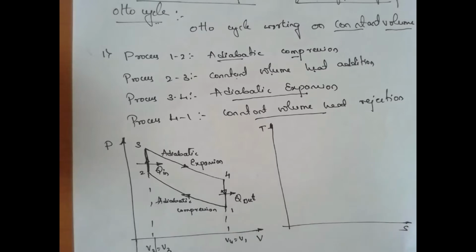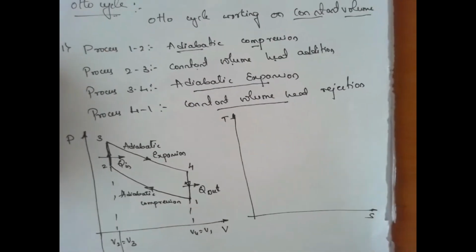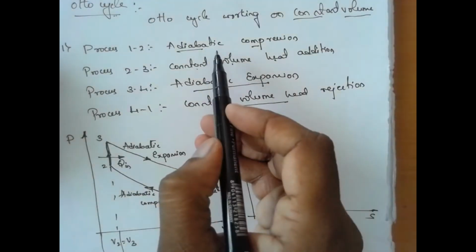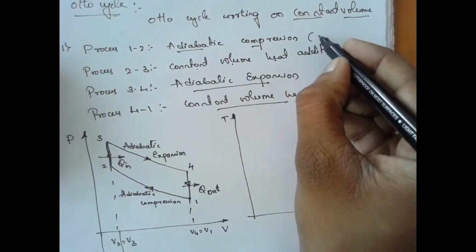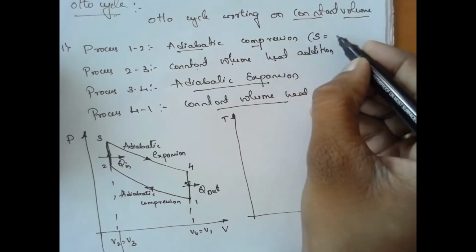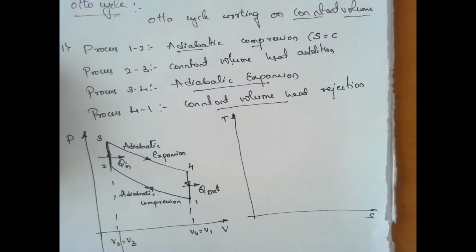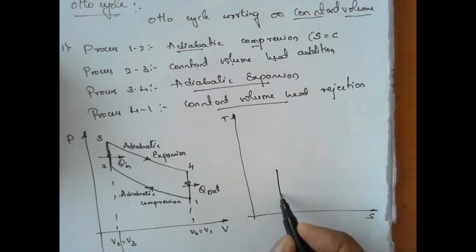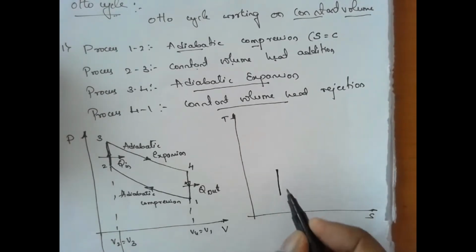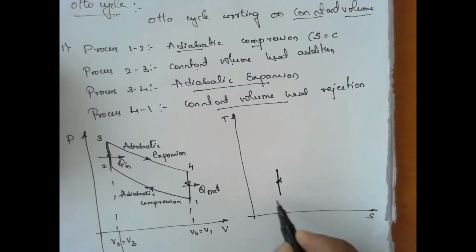Now, how to write the TS diagram in a similar way. In the TS diagram, adiabatic compression is also called isentropic compression. In this, entropy is constant. So I'll take entropy S1; this is 1 and 2. Here S1 is equal to S2.